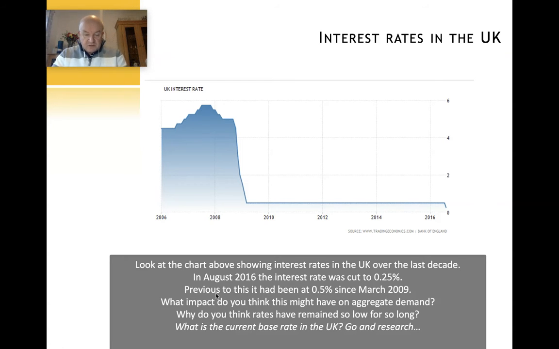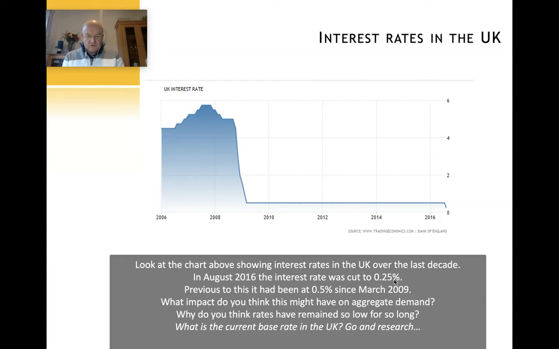So in this situation, you can see the chart of interest rates over the last decade or so, and from 2016, the interest rate in August was cut to 0.25%. You can see it's been very, very low, really, since that period of time, since the financial crash, if you like. But think about the reasons why that might have been done.